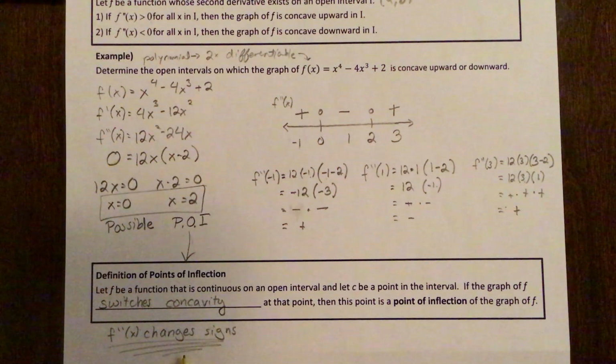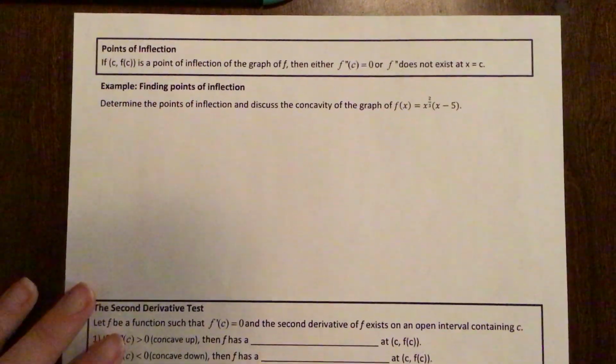Don't say changes from positive to negative or negative to positive. Go with the generic version because it works for both. All right. Let's switch over to the second page of this, points of inflection.